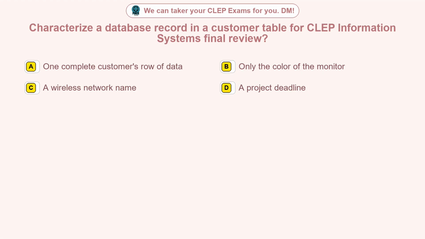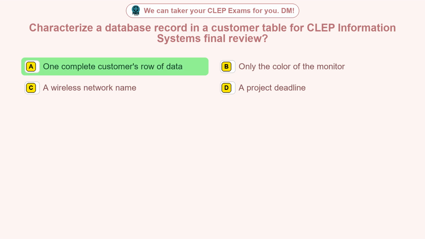Question 78. Characterize a database record in a customer table for CLEP Information Systems final review. Option A. One complete customer's row of data. Option B. Only the color of the monitor. Option C. A wireless network name. Option D. A project deadline.